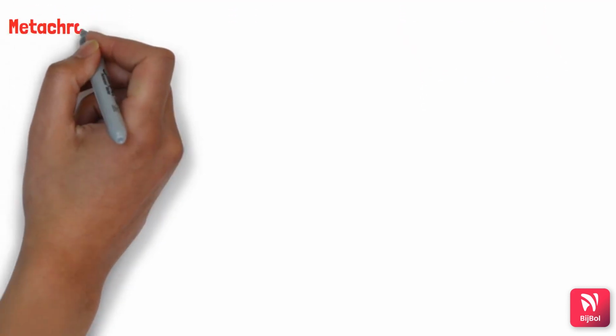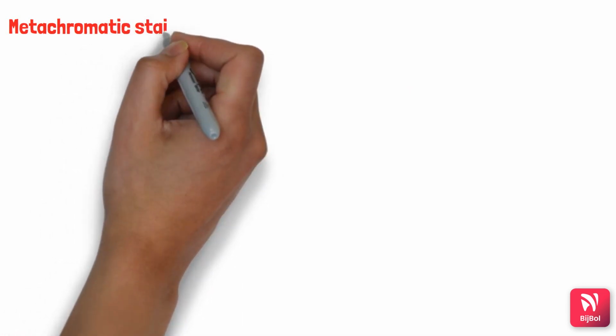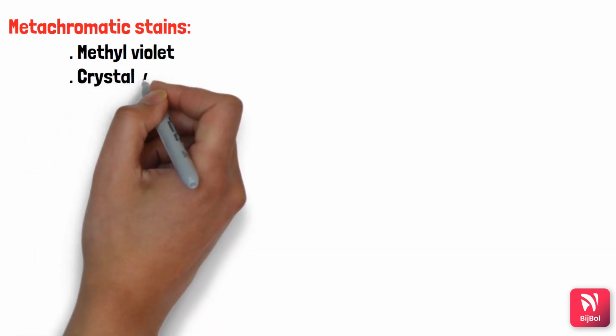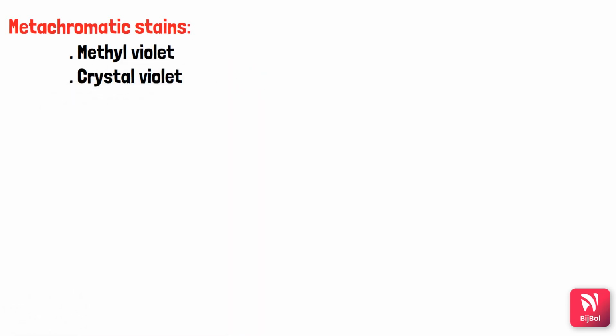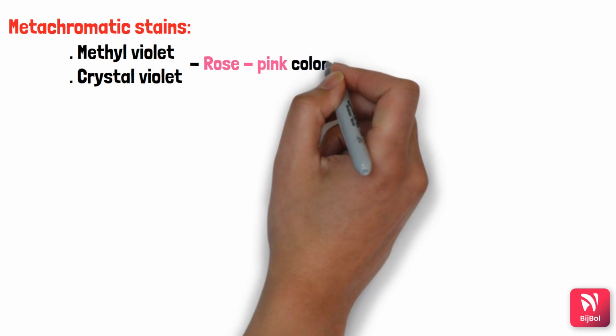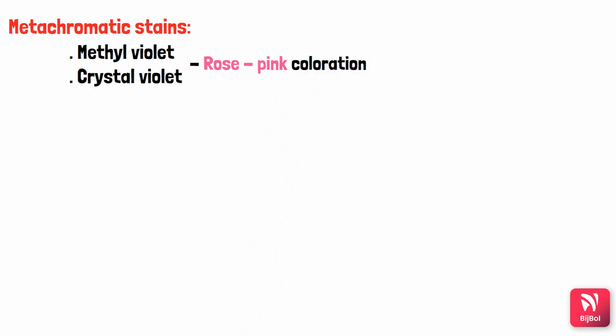Other than polarizing and fluorescent methods, we can even use metachromatic stains, which are nothing but rose aniline dyes. The commonest ones are methyl violet and crystal violet. They impart rose pink coloration to amyloid deposits, so amyloid will appear rose pink. So these are the various staining characteristics of amyloid. That is how we demonstrate amyloid.